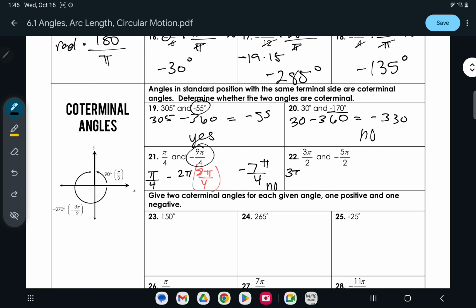Let's see, 3 pi over 2. I'm going to go ahead and subtract 4 pi over 2 to subtract that 2 pi, and I get negative pi over 2. And then I'm going to try again because I have a negative 5 here, and it might work. If I subtract another 4 pi over 2, so a second rotation, and that does give me the negative 5 pi over 2. So these are coterminal.